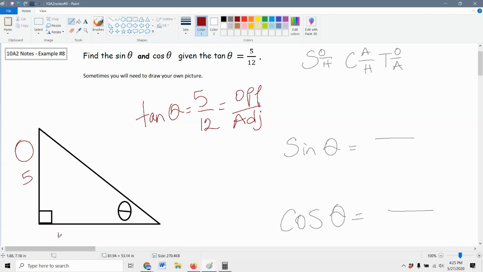My adjacent side, I know, is the side that's touching theta, the one that's not my hypotenuse, excuse me, hypotenuse. So our adjacent side is 12. Okay, of course, here's our hypotenuse. And do we know what that equals? We don't. That's going to be our x.